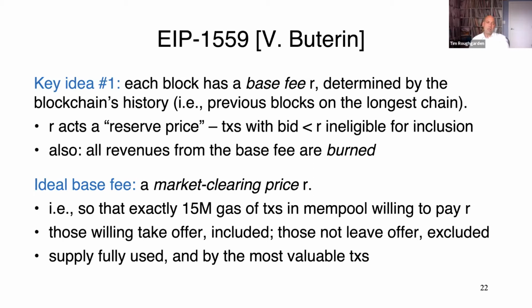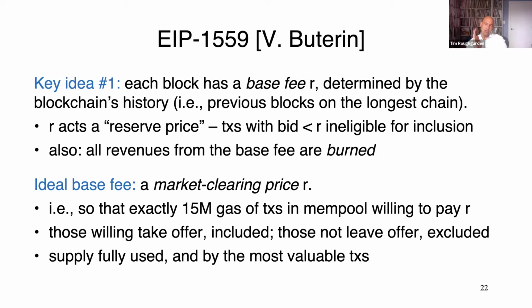However, there's something complicated, again, because the only thing recorded on chain is winning transactions. How can you differentiate between, on the one hand, the scenario where your reserve price is already perfect, meaning it's a market clearing price, and exactly 15 million gas worth of transactions are willing to pay it, versus the scenario where your reserve price is way too low, and you're seeing a full block, but what you're not seeing is that there's 3 times as many other transactions that were also trying to get in at that reserve price because it was way too low? So that's the issue right now.